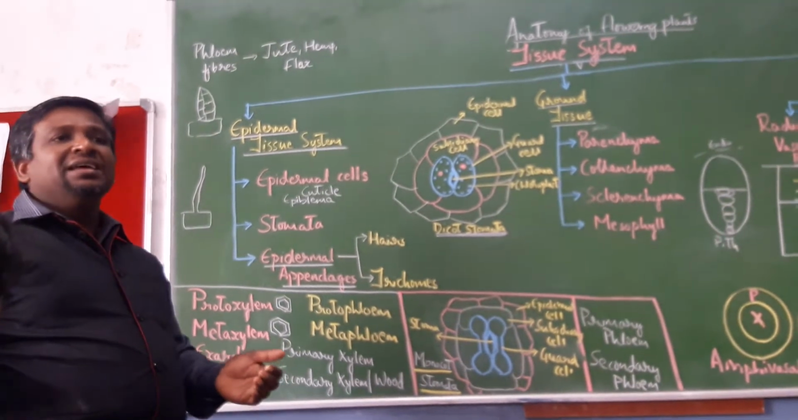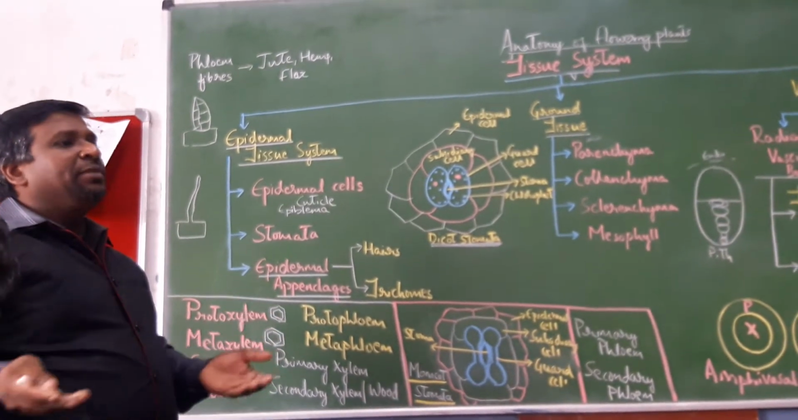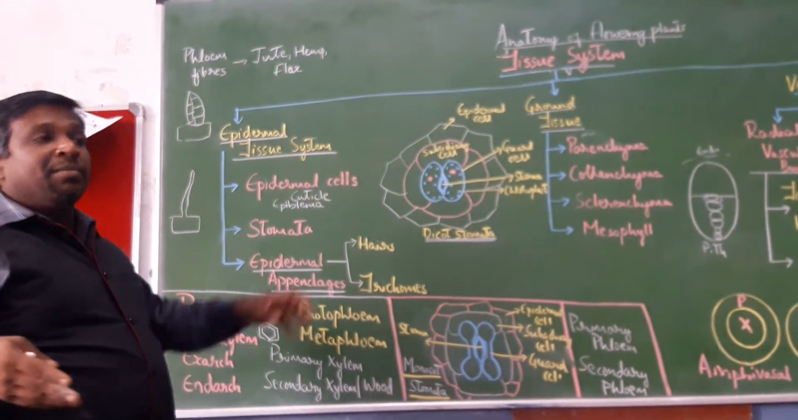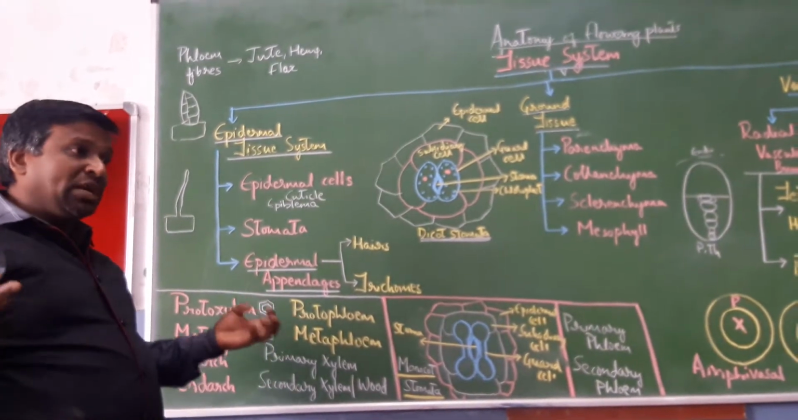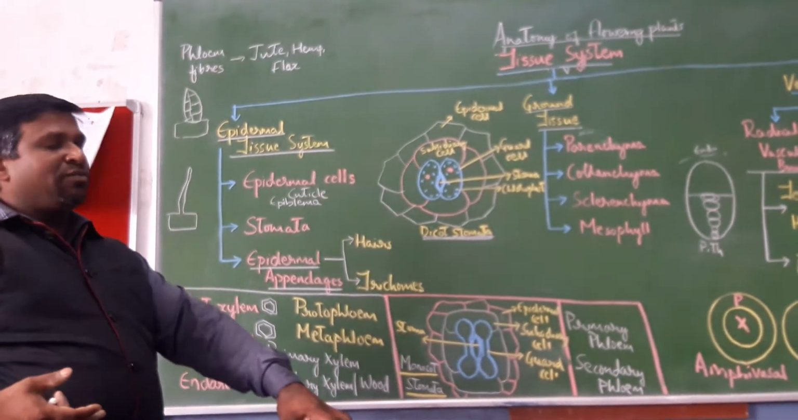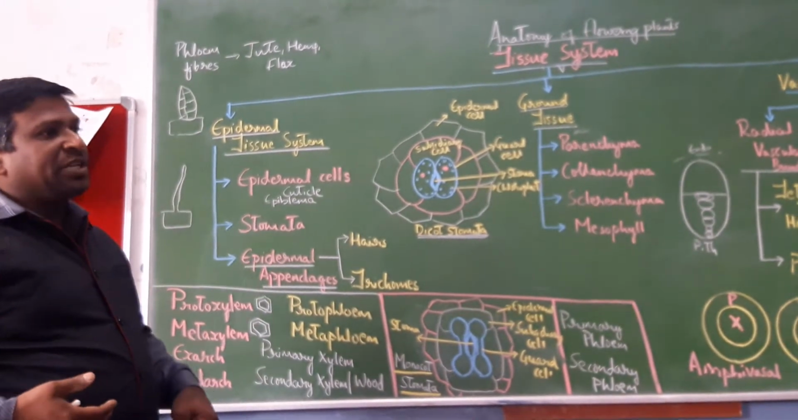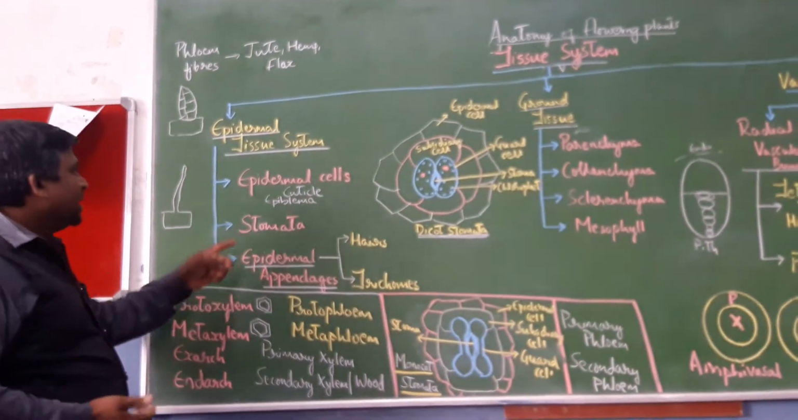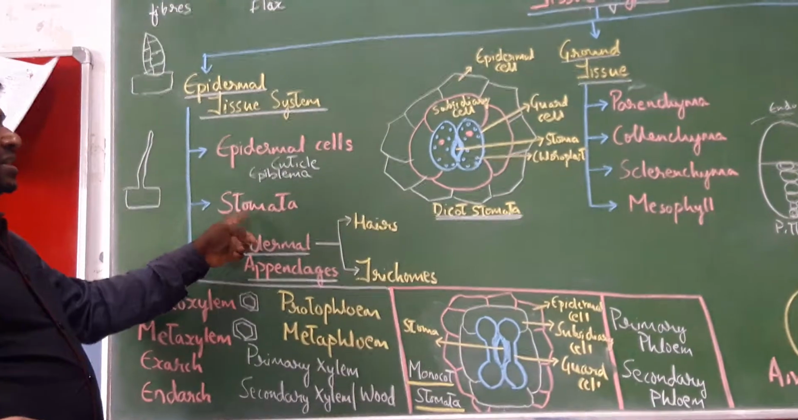What is cuticle? Waxy layer. Why should it be present? To avoid loss of water from the stem. But in roots it is not present because water should enter inside the root, isn't it? Root is the region where water absorption takes place, especially through root hairs. You have to remember that. Then we have the next part, that is stomata.